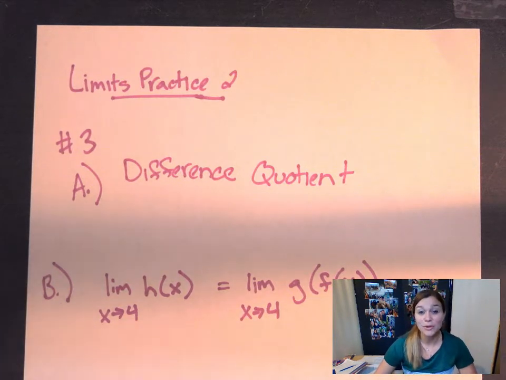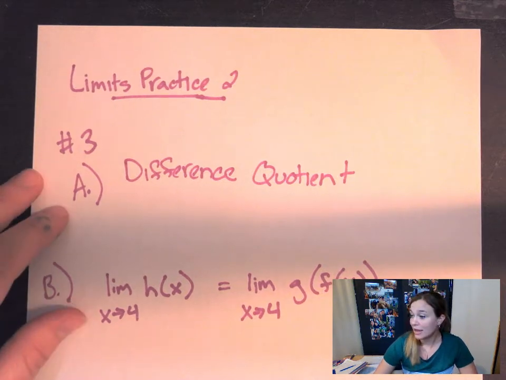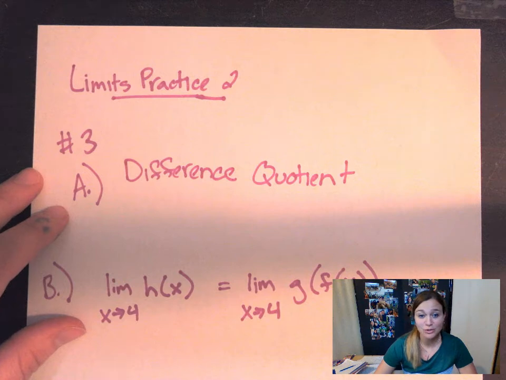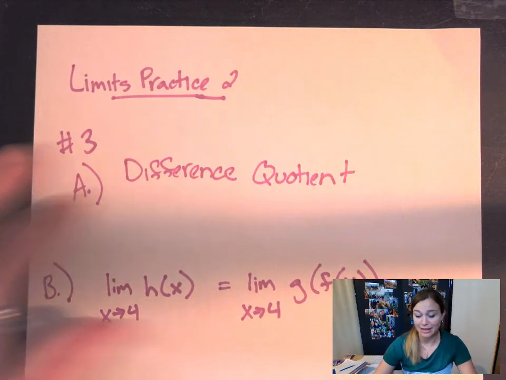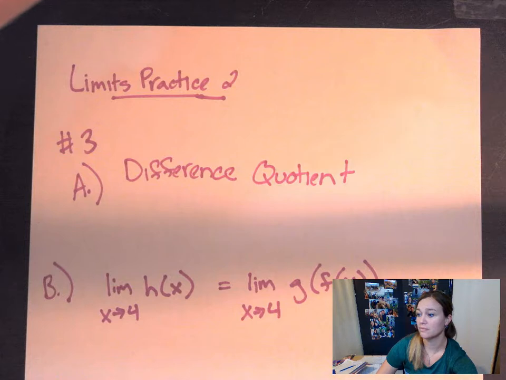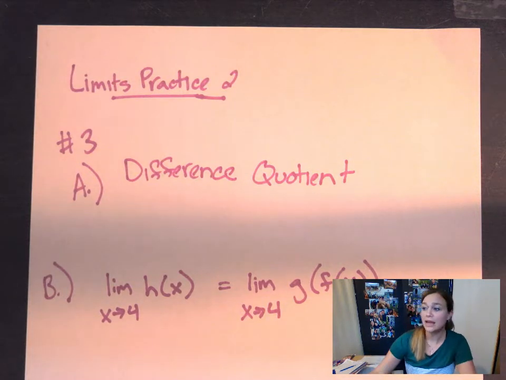So just to help you out on this one, in part A, the question in number 3 is asking about the difference quotient. The difference quotient sounds terrifying. It's not that bad. I'm sorry, I'm trying to scroll down my keyboards over there. Difference quotient that best approximate the instantaneous rate of change.